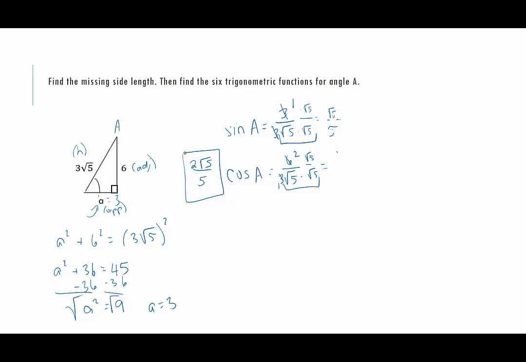And we can't simplify that, right? Because this 5 is a normal 5. This is a square root of 5. Those we don't simplify. They don't have any common factors.